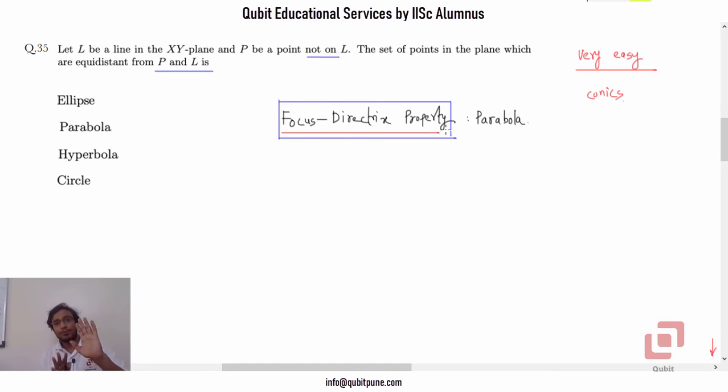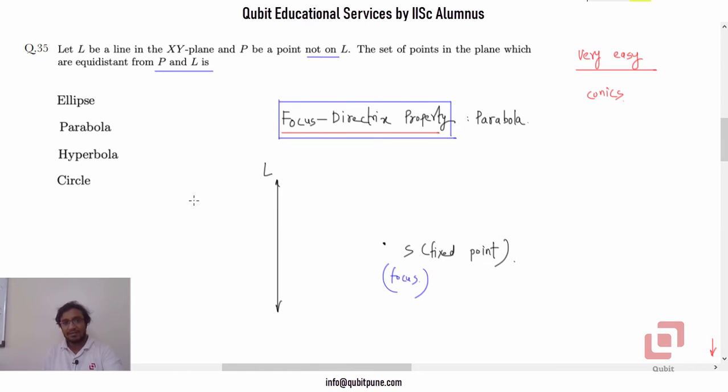Okay, so to understand what this property is, let me use more standard notation. So suppose this is the line. Let's call this line L, and suppose S is that fixed point. S is the fixed point not on the line. This S basically becomes the focus of our conic, and this L is the directrix.